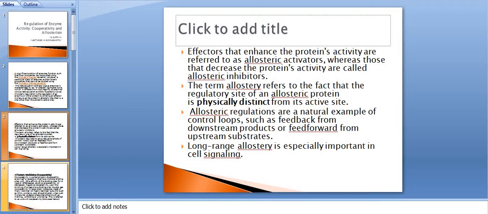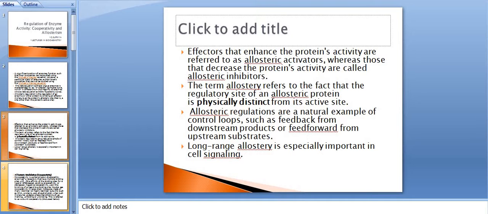Here the term allosteric refers to the fact that the regulatory site of an allosteric protein is physically distinct from its active site.